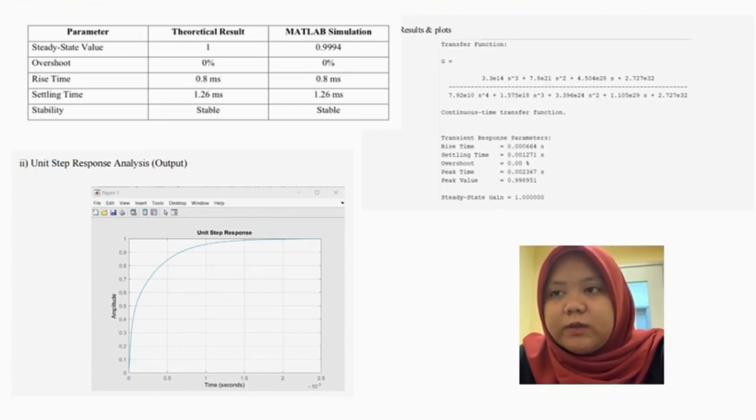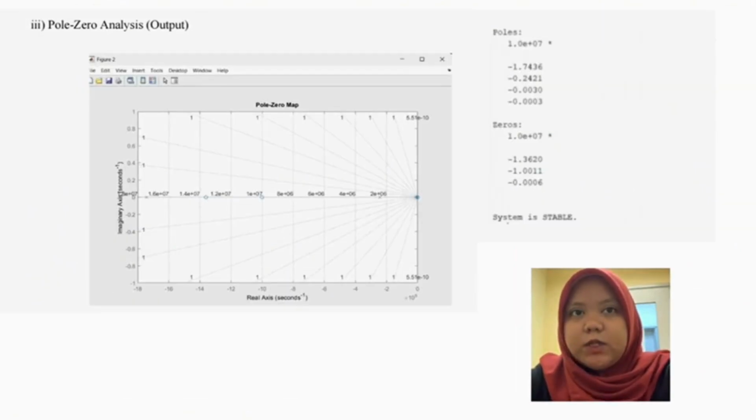Overall, the unit step response demonstrates that the system is fast, stable, and highly damped, making it suitable for reliable operation. Next, I will explain about pole zero analysis. We determine the location of the poles and zeros of the transfer function and display them using the pole zero map, which is this graph.